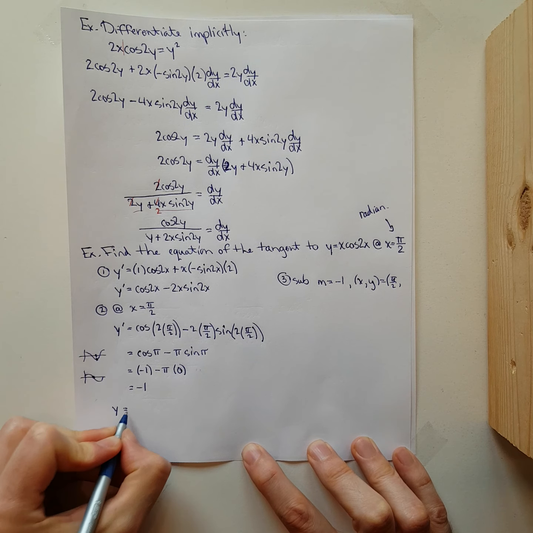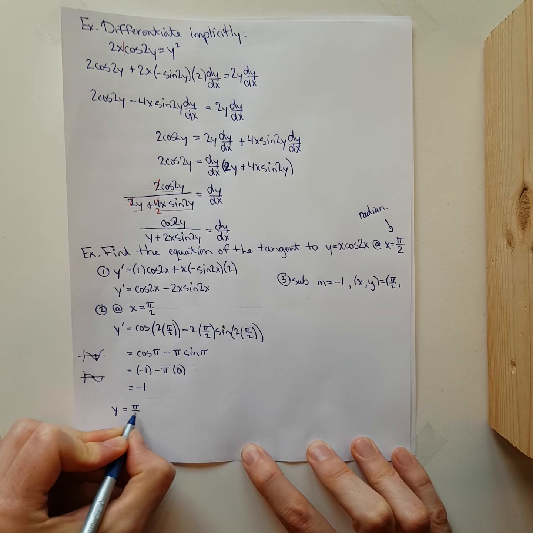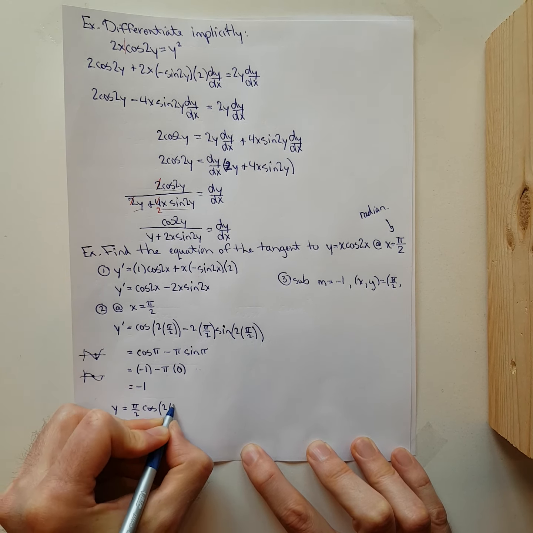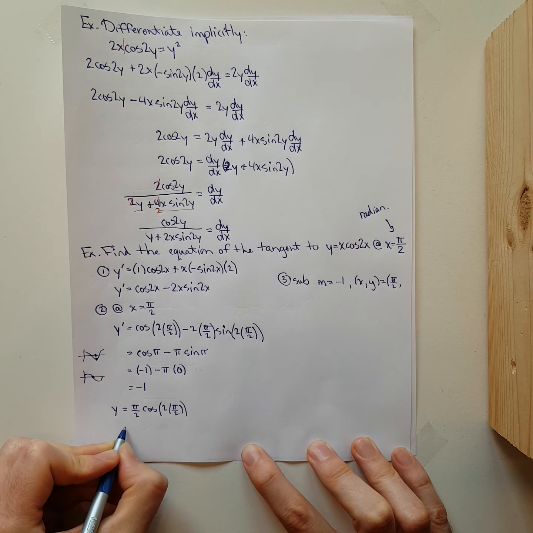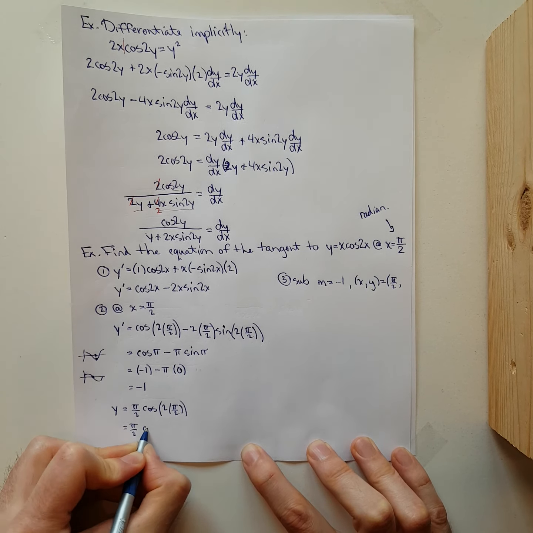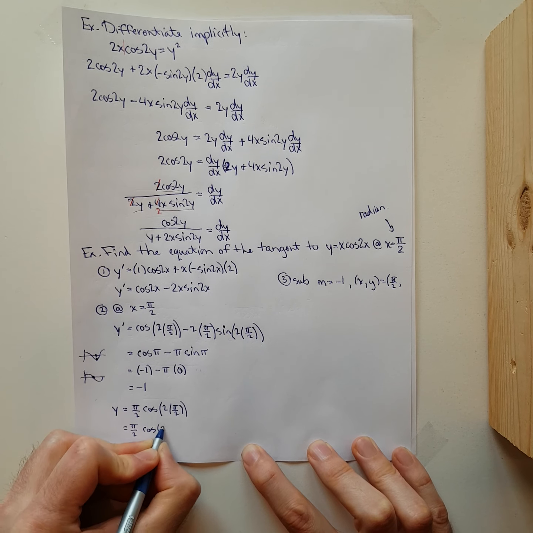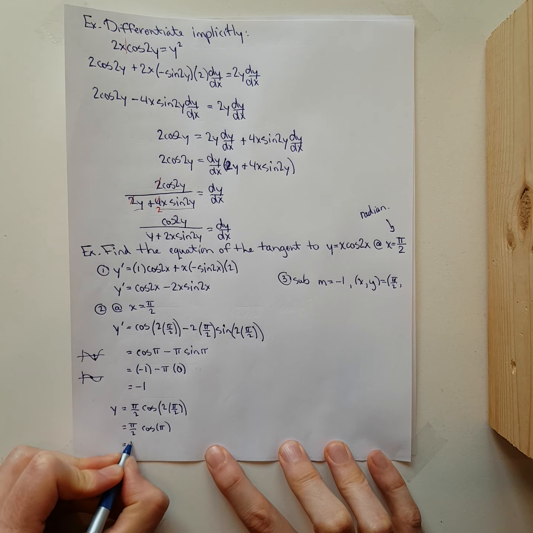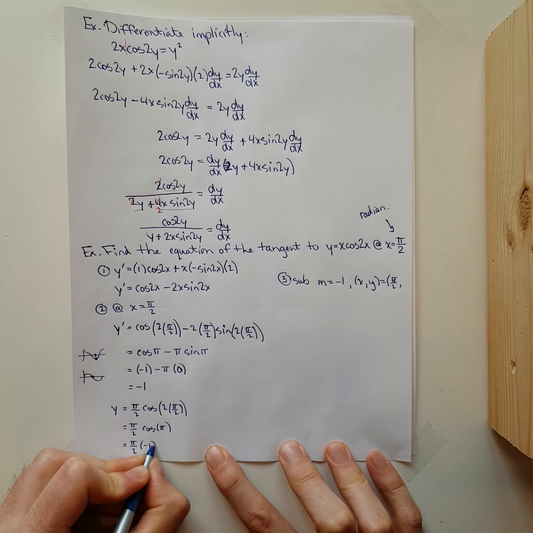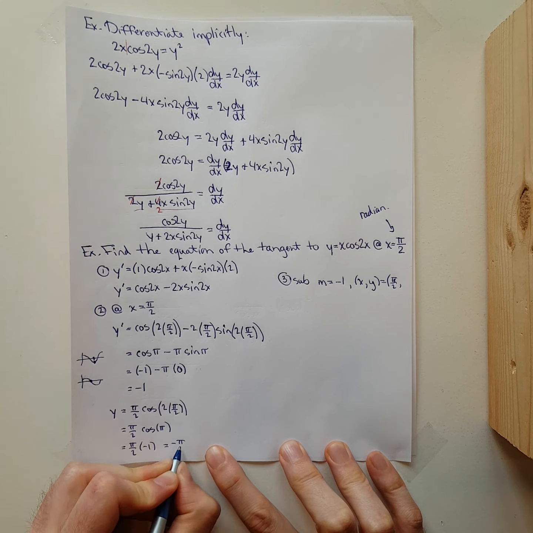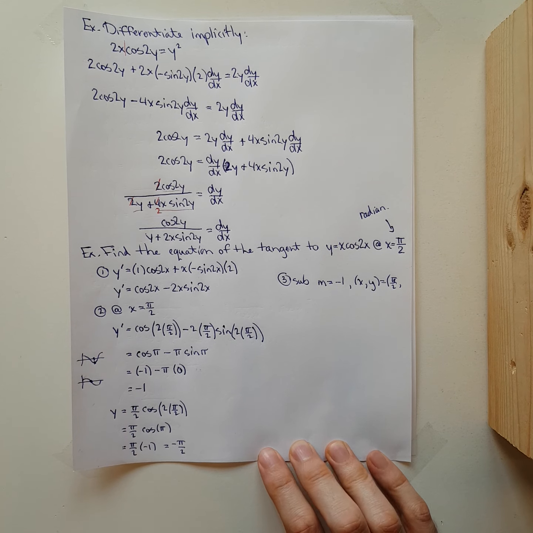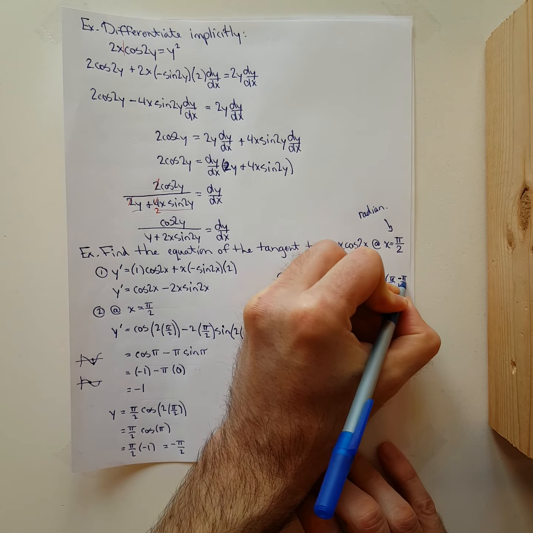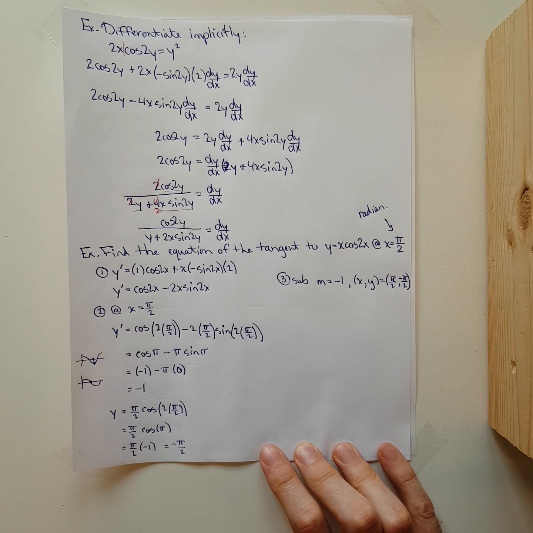So y is equal to pi over 2 cos of 2 times pi over 2, pi over 2 times cos of pi, pi over 2 times -1, which means we have a y value of -pi over 2. So when x is pi over 2, y is -pi over 2 as well.